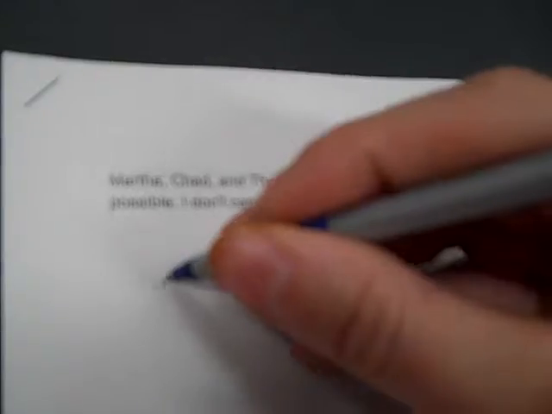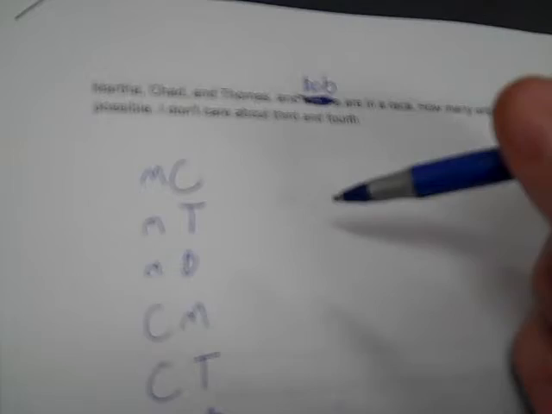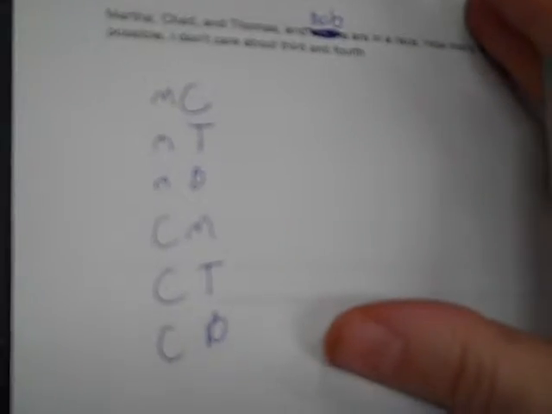How many orders of first and second are possible? And I don't care about third and fourth. Yesterday I cared about everybody. Now there's always those end places I don't care about. So let's say Martha wins. Well, Chad could get second, Thomas could get second, Bob could get second. Let's say Chad wins, Martha second, Thomas, and Bob. I don't need the other two because I don't care about the third and fourth. It's just asking you for first and second.